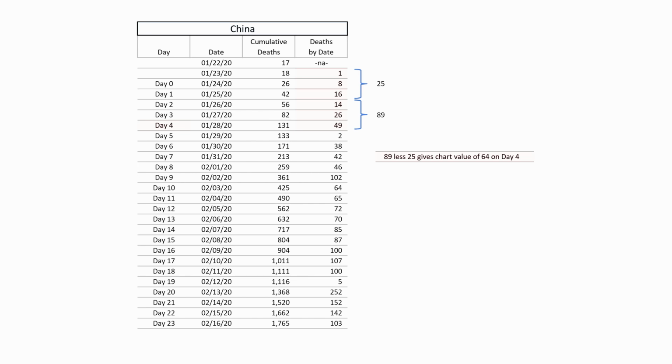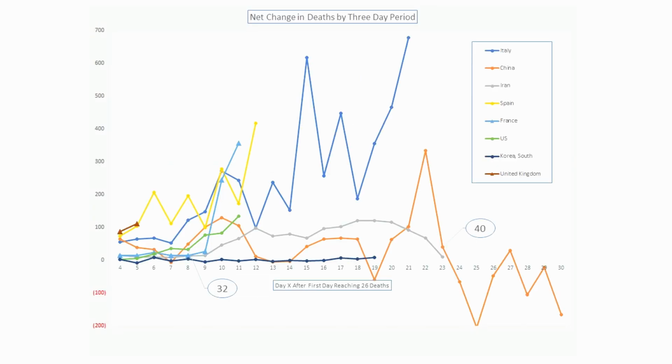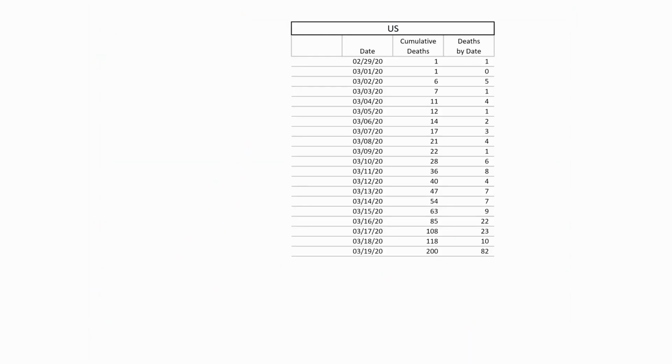We'll look at one more data point, day 8 for the United States, which shows a value of 32. The first day the United States had at least 26 cumulative deaths was March 10th. This makes March 10th day 0 for the US. To find the value for day 8, we follow the same process.